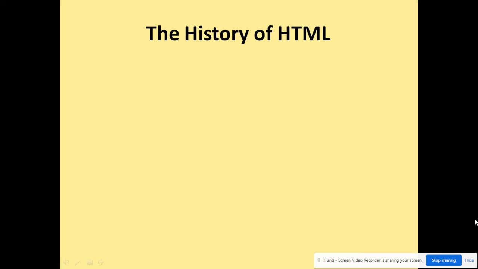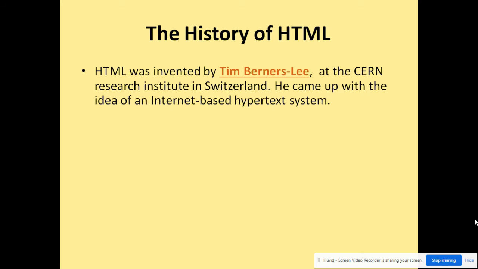First of all, we must know about the history of HTML. We will start with the full form. What is the full form of HTML? Its full form is Hypertext Markup Language. Let's go through the history. Well, HTML was invented by Tim Berners-Lee at the CERN Research Institute in Switzerland. He came up with the idea of an internet-based hypertext system.